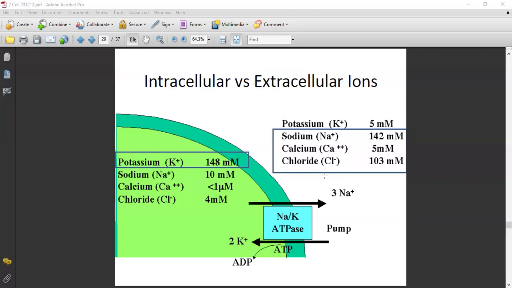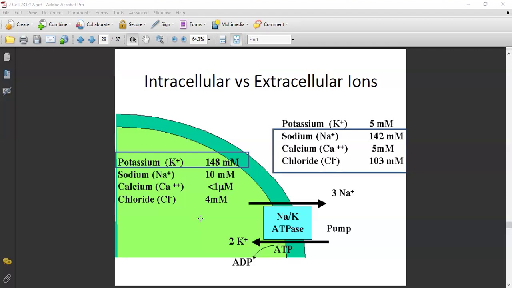Everything else are high concentration extracellularly. So with this pump, it causes high potassium concentration intracellularly. So that's the first consequence. Which ion has high concentration inside of the cell? A quiz question. Which one?